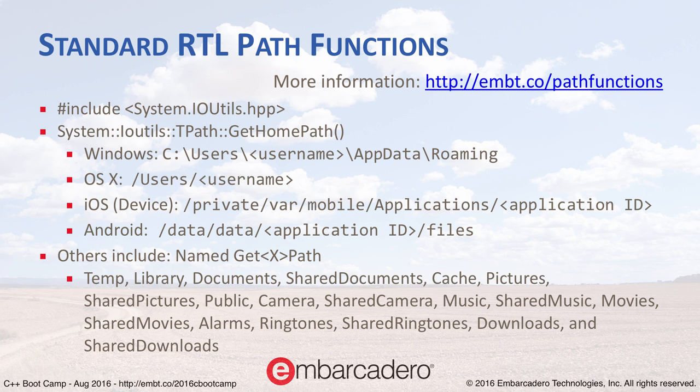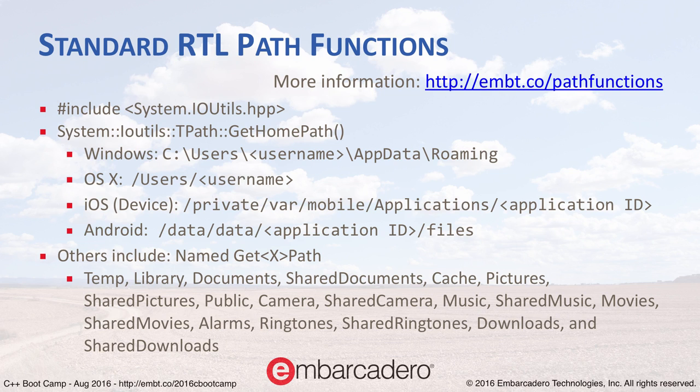On the iOS device, it's private/var/mobile/Applications, and then whatever your application ID is; on Android, data, application ID, files. So this is the home path where your files go, not where your documents go, but the home files go. So this could be like configurations and such. There's other paths you can get this way. Your temp folder, library folders, photo folders, alarms, ringtones, etc. So if you check out that document, the link you see up there in the upper right-hand corner, that will tell you what the equivalents of these are on all these different platforms, which is really useful.